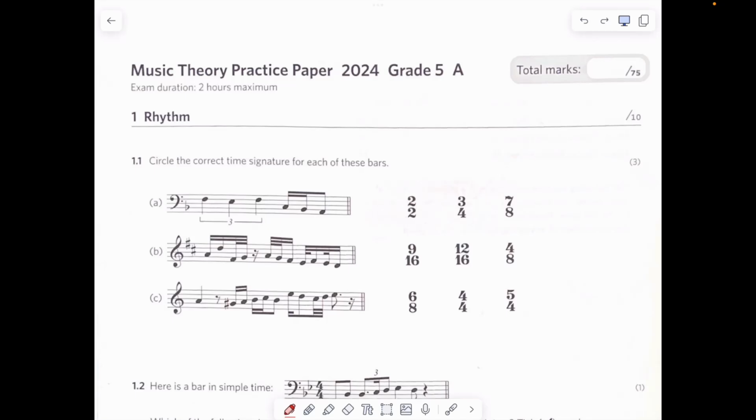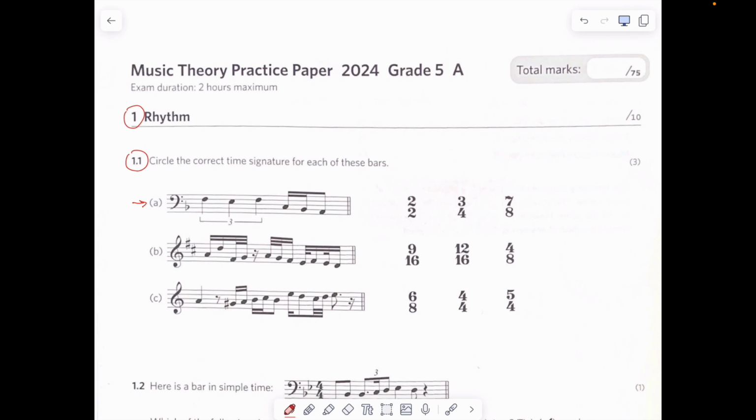Hi everyone. Today we are going to go over the grade 5 practice exam from 2024, and this is paper A. Question 1 is rhythm. In question 1.1, there are 3 questions A, B, and C, and they ask you to circle the correct time signature for each of these bars. So let's take a look at question A together.